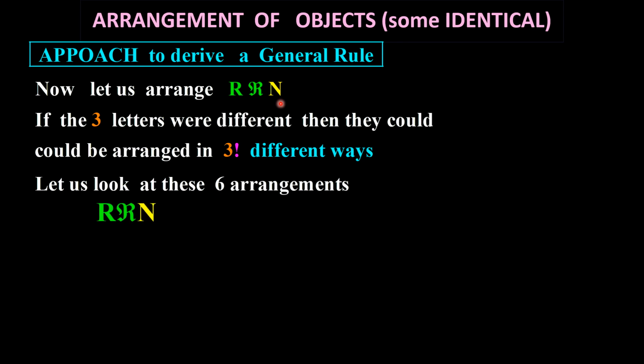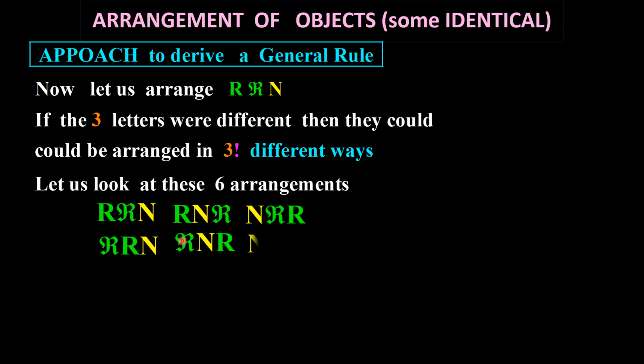I can have an R and an R and an N, right? First 2 R's and then an N. But let's switch around those 2 R's. And then we can have an R and an N followed by another R. Let's switch around those 2 R's. Or we can start with an N. We can have an N and an R and an R, and let's switch around that. So if you look at that, there we see actually 6 arrangements.